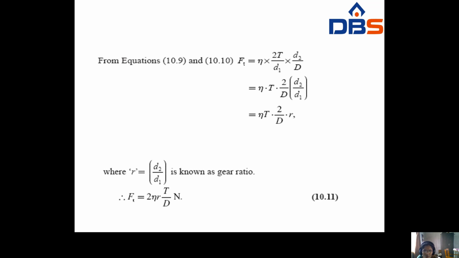The ratio of diameters can be written as R, where R equal to D2 by D1. The ratio of the diameters of the gear wheel and pinion is called the gear ratio. And finally, the formula becomes the tractive effort Ft equal to 2 eta R T by D.